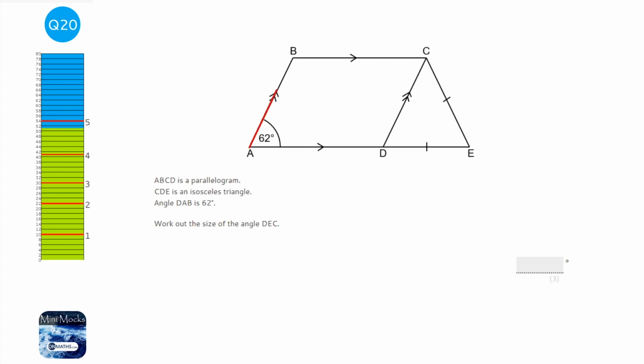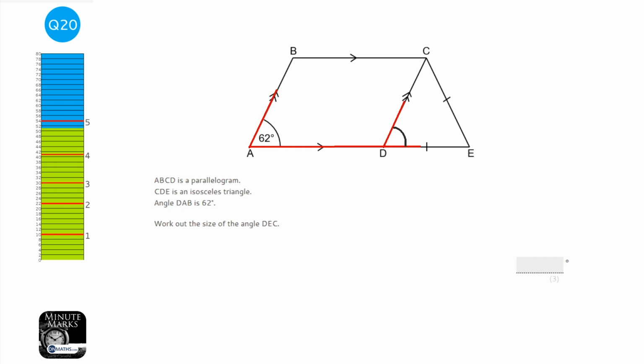So if we have a look at these lines here, you can see that they are angles in parallel lines. We're looking at the two red ones going diagonally. We're ignoring the bottom parallel line because we're not using the top one for this. And these two angles here, the 62 degrees and this one, are corresponding because they make F angles.